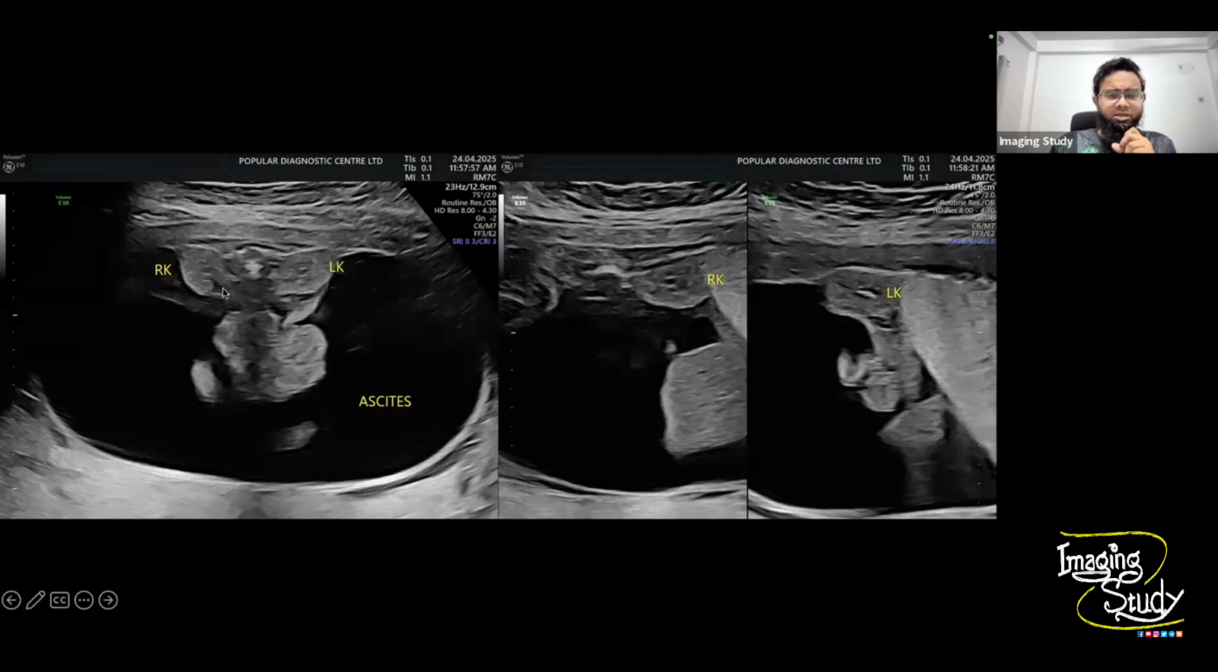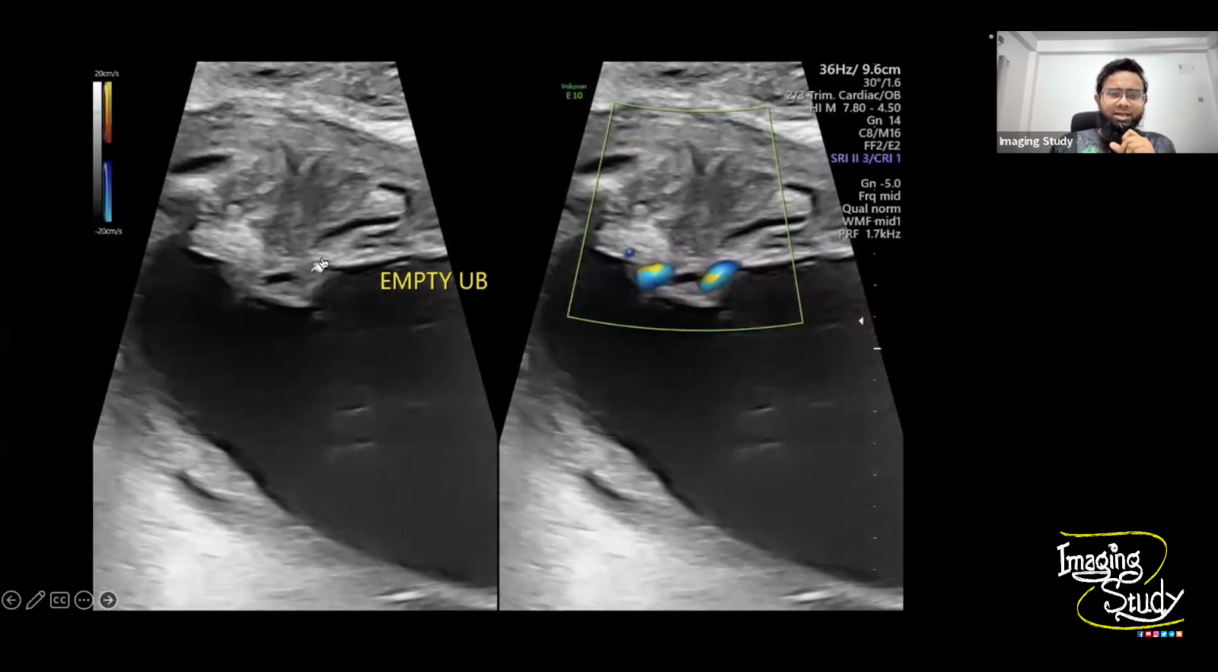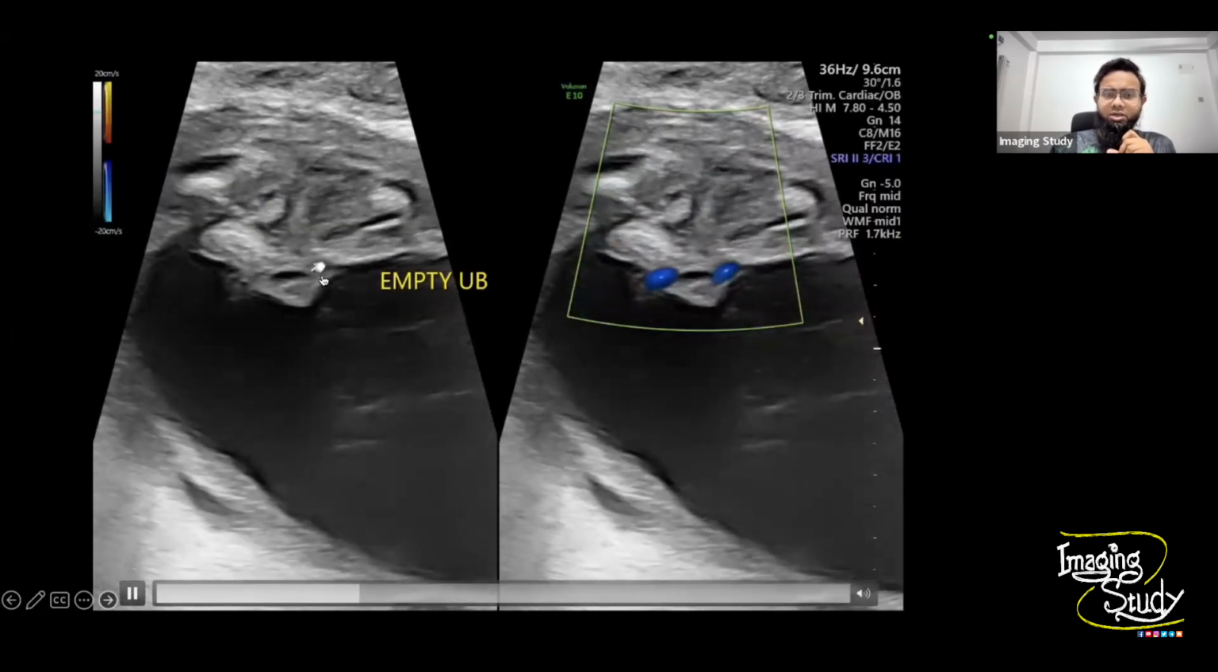These are the kidneys. I can't call them echogenic because you compare the echogenicity with the adjacent liver or lung. No matter how you compare, the renal echogenicity is not very bad. So the kidneys look quite normal. Now, if you look at the urinary bladder, we searched for the urinary bladder.